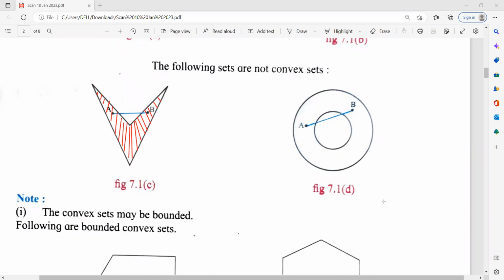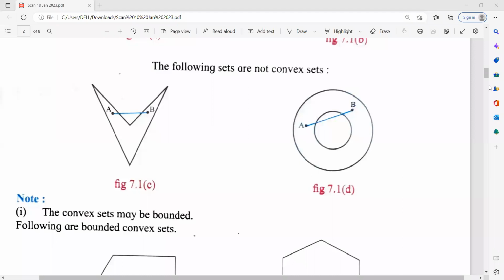Same is the case here. When you see this set, you have a point B inside, you have point A inside, but when you join A with B with the help of a line segment, see this part of the line segment, it is not inside the set. It is not lying entirely in the set. So it is not a convex set.